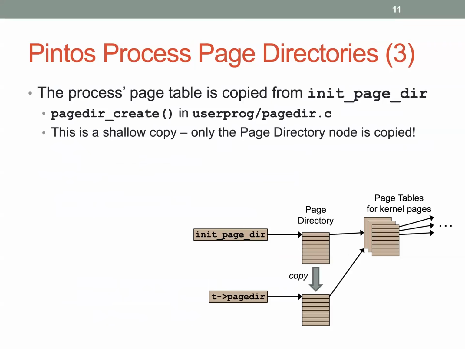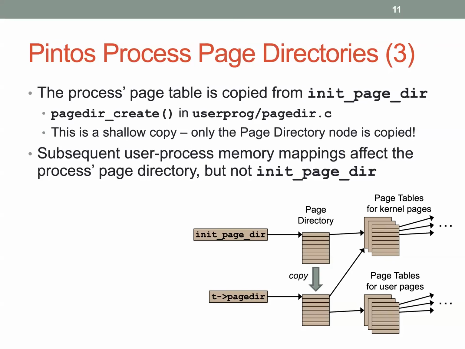Now, what happens when a process is started? There's this page dir create that is called, and it makes a copy of the initial page directory. But it's a shallow copy. It only copies the directory itself. It doesn't copy any of the page table pages that are part of this mechanism. And so you can see here that when you have a thread that's going to be a process, it copies the page directory, and that page directory also points to the other page tables for the kernel address mapping. So it's not a deep copy, it's a shallow copy.